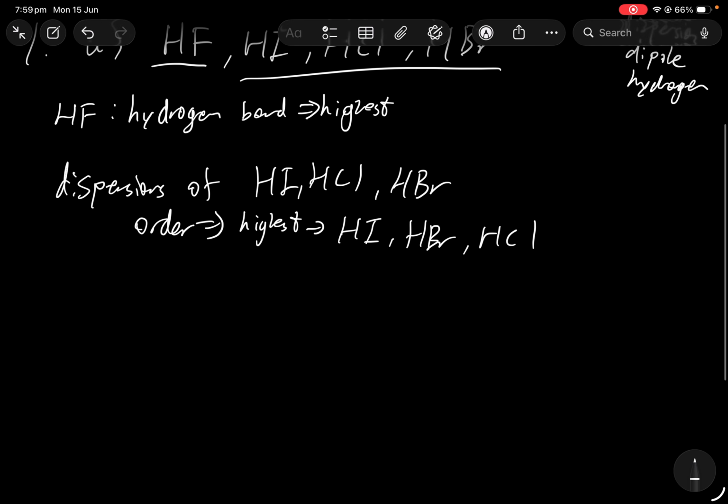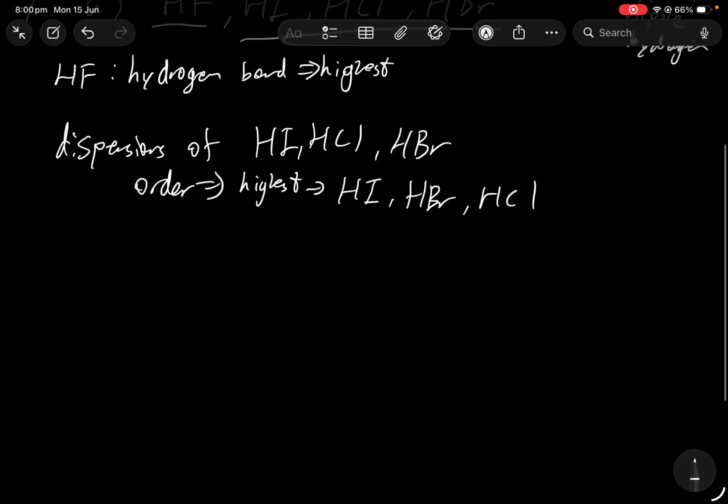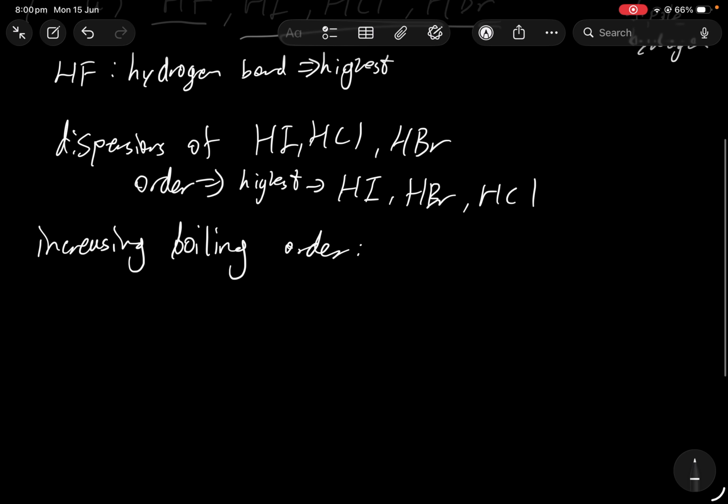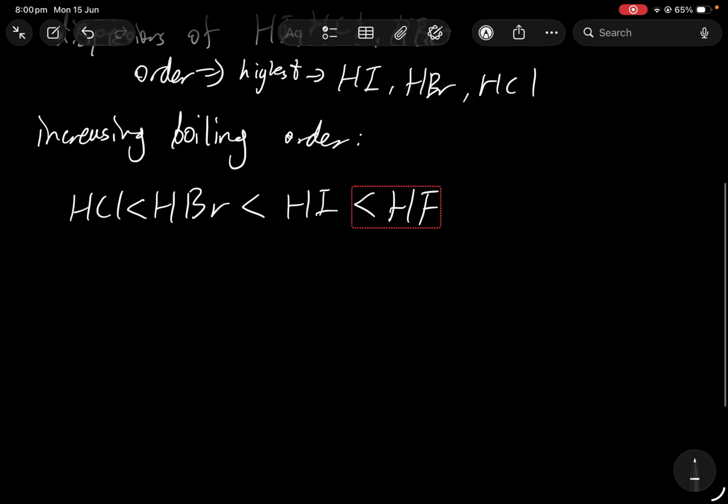And the question asks us to list the substances in order of increasing boiling point. So increasing boiling point order means I put the lowest first, so it's HCl, HBr, HI, and then it's HF. Yes, that should be right.